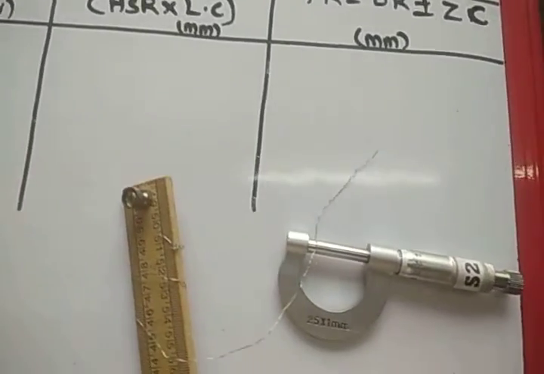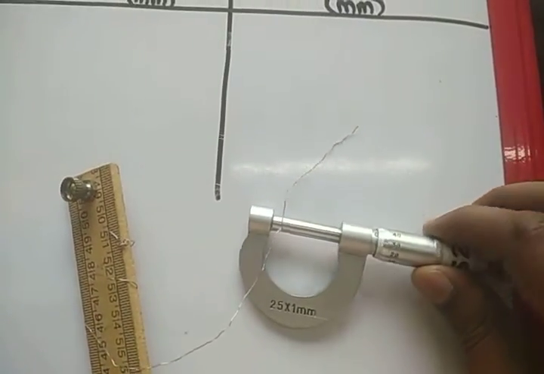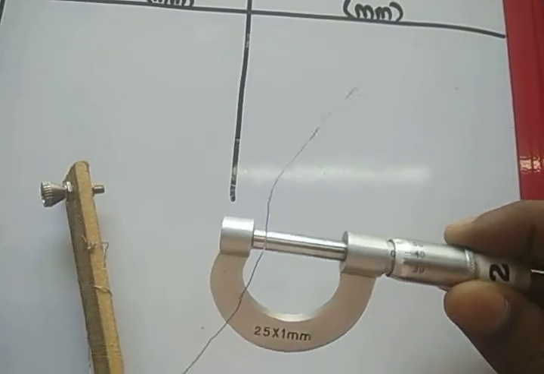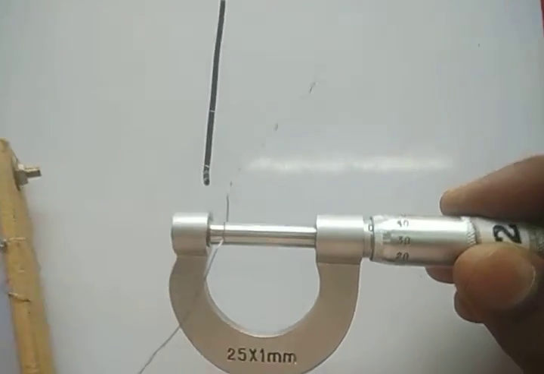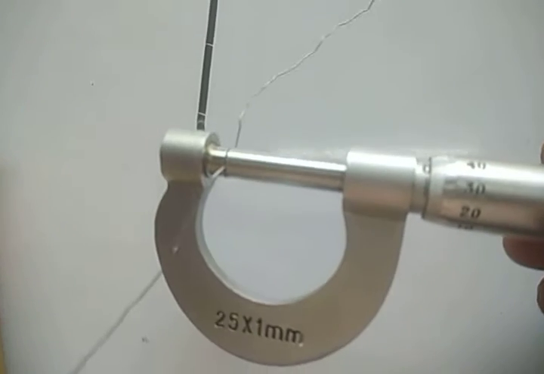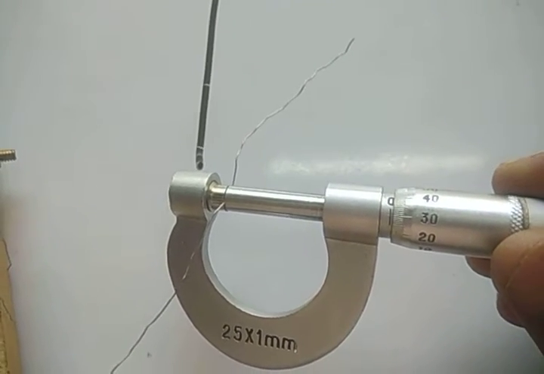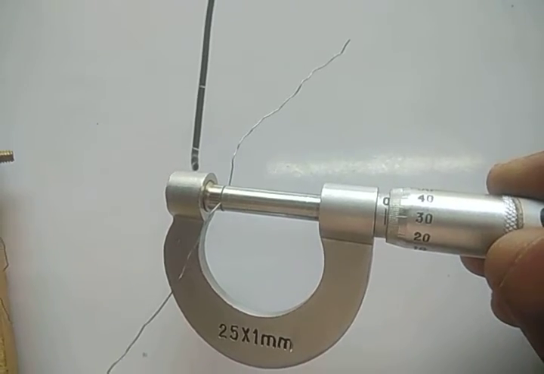So how to find the diameter of the given wire? Just keep the wire in between the two jaws and tighten it. Now you observe what the pitch scale reading is. The pitch scale shows only 0, not a 1. Even the first division is not visible.